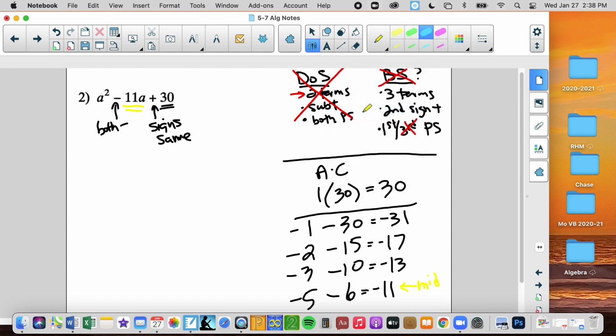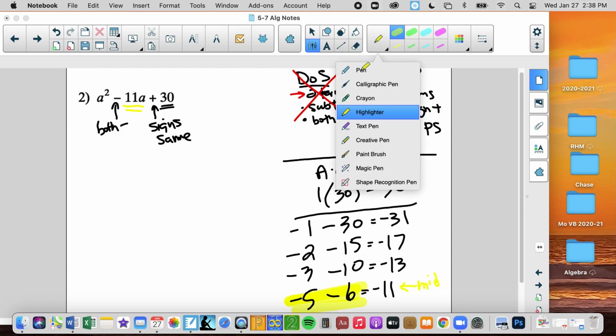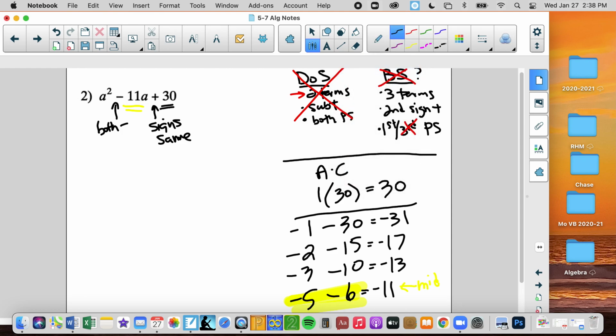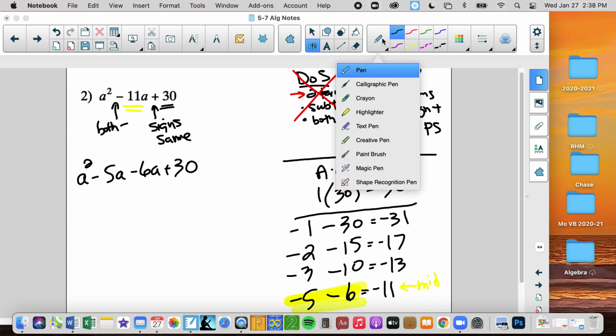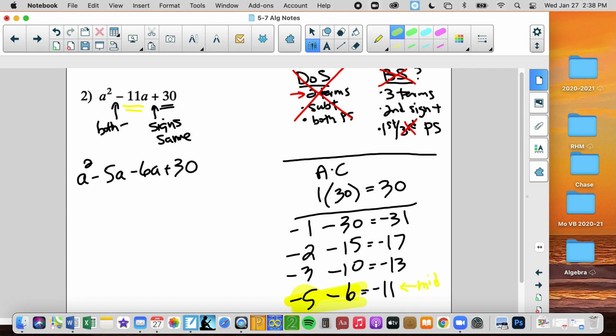So I'm going to take those two factor pairs, negative 5 and negative 6, and I'm going to turn this trinomial into 4 terms. So I'm going to write a squared minus 5a minus 6a plus 30. How did I get negative 5a and negative 6a? I got them because of this negative 5 and this negative 6. If we combine negative 5a and negative 6a, we would get negative 11a. So I haven't changed this equation in any way. I just turned it from 3 terms to 4 terms.